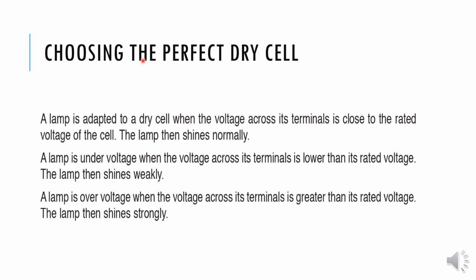Now we have to choose the perfect dry cell. A lamp is adapted to a dry cell when the voltage across its terminals is close to the rated voltage of the cell, or if it's equal to the rated voltage. The lamp then shines normally. A lamp is under voltage when the voltage across its terminals is lower than its rated voltage. The lamp then shines weakly. A lamp is over voltage when the voltage across its terminals is greater than its rated voltage. Then the lamp shines strongly. We will explain them in the coming slides.